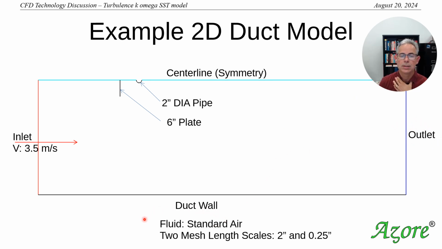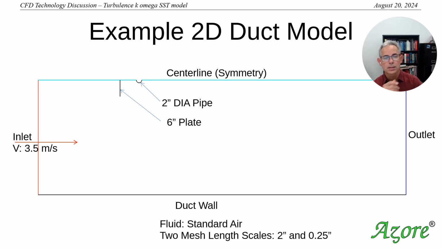And we're just going to use standard air to look at what kind of predictions we get here, but we're going to look at two different length scales. The pipe is on the order of 2 inches. So we're going to use a very large coarse length scale on the order of 2 inches. And then we're going to look at a much finer length scale on the order of 1/4 of an inch. And we're going to use a nominal velocity field of 3.5 meters per second.